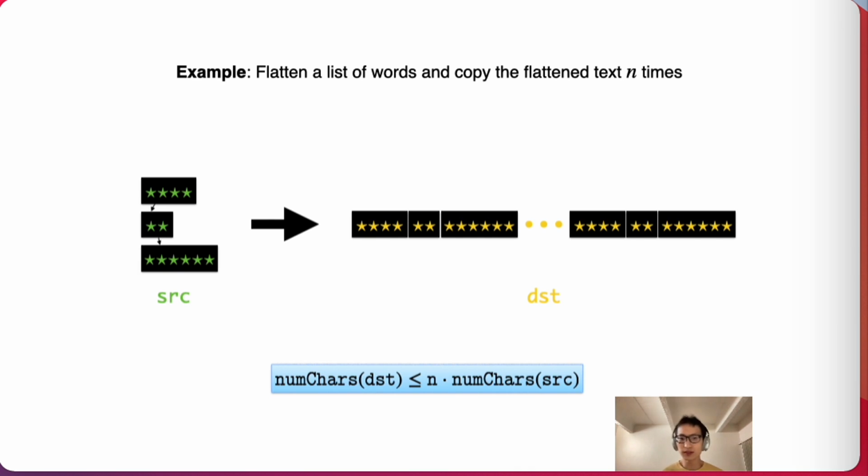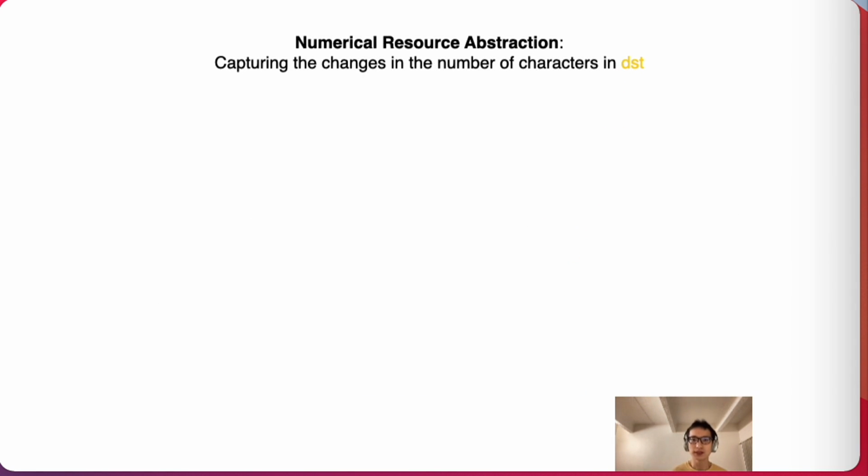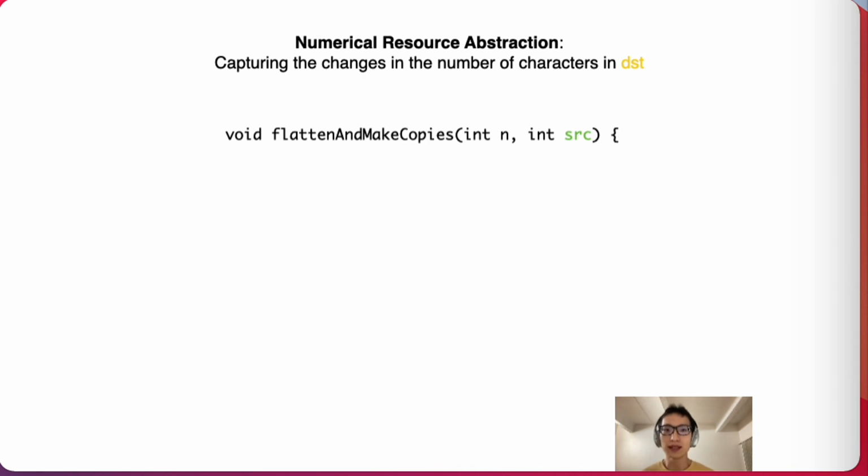Since we only care about the number of characters of dest, we consider a numerical resource abstraction of this flattening routine with the changes in the length of dest. We represent the number of characters in source and dest by integer typed variables with the same names. For example, source represents the number of characters in the source list.